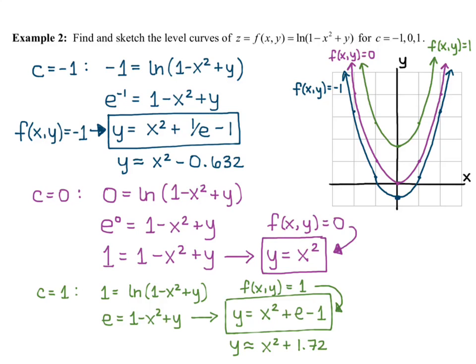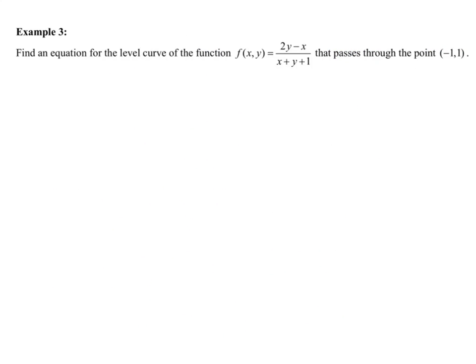On to our next example. We want to find an equation for the level curve of the function f of x, y equals 2y minus x over the quantity x plus y plus 1 that passes through the point negative 1, 1. Now remember, for a level curve, we need a constant value. So what we'll do first is we'll use this fact that it passes through the point negative 1, 1, and we'll use that to help us find the constant value.